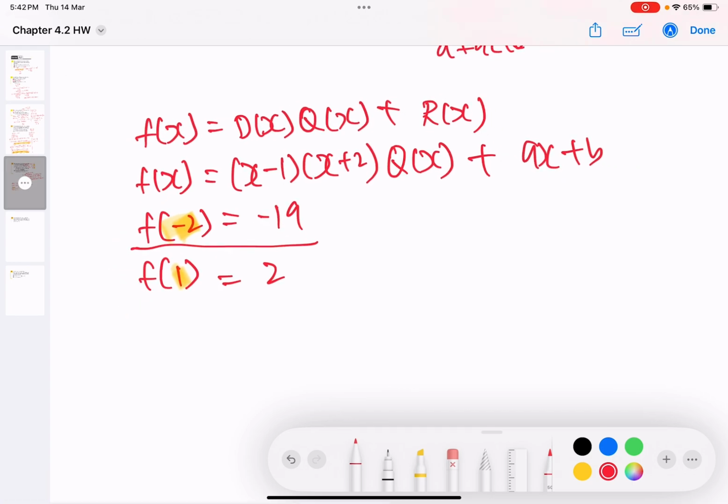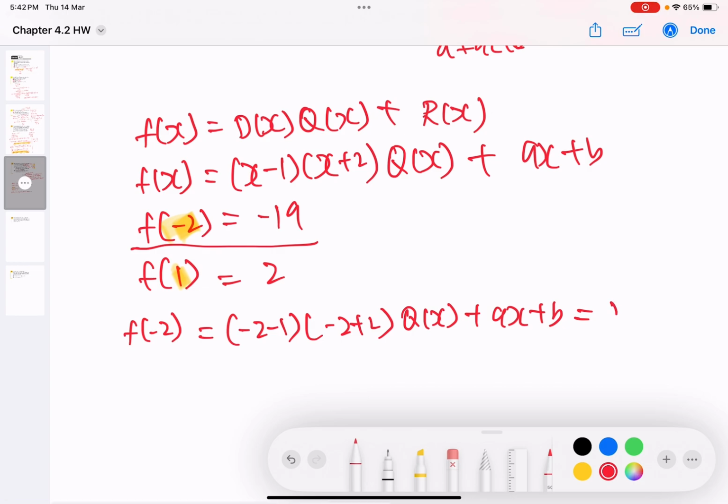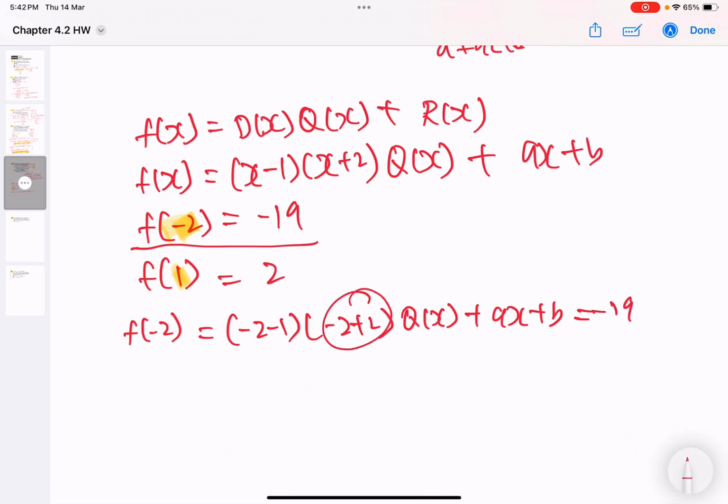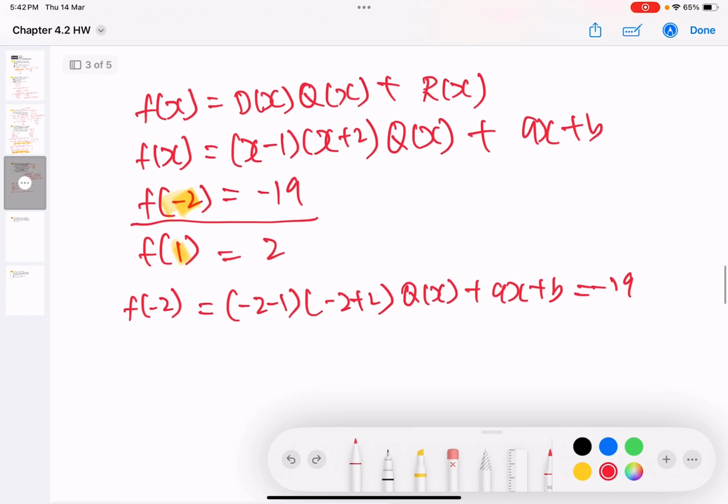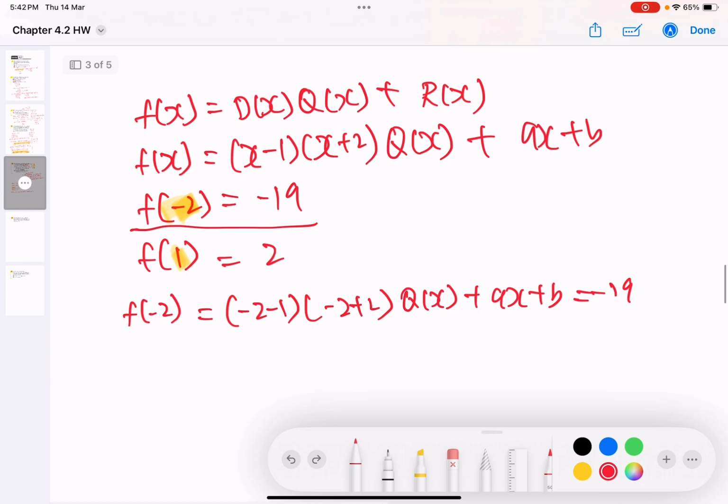So let us try. If I substitute in f(-2), I'm going to get (-2 minus 1)(-2 plus 2)q(x) plus ax plus b is equal to negative 19. Just so nice, this thing is going to give me 0, because negative 2 plus 2 is 0, and anything times 0 is just 0, so straight away I'm going to get... let me check. I think there's something wrong here.